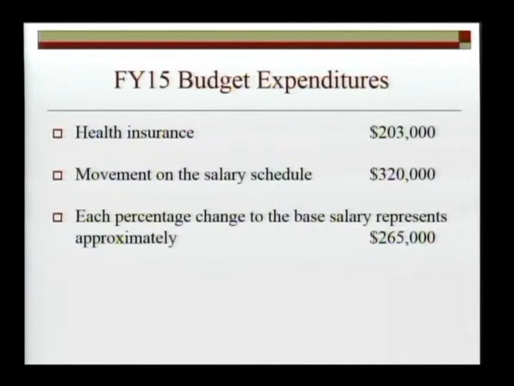On the expenditure side, our health insurance, we are anticipating, and I mentioned this at the last meeting, a 7% increase. That would equate to $203,000 additional dollars going into the budget. Movement on the salary schedule, which means a person's been here 1 year more, and therefore they get an increase on the salary schedule. That is $320,000, and that includes salary and the associated benefits. Each percentage change to our base salary is approximately $265,000.